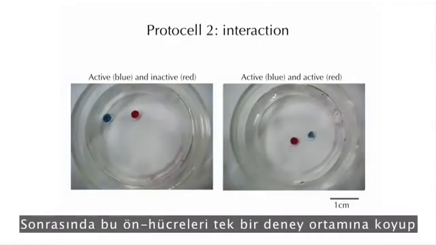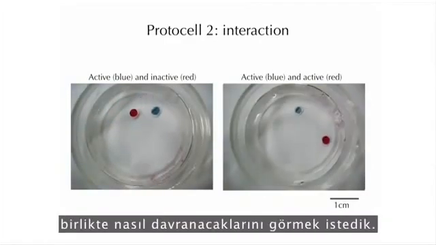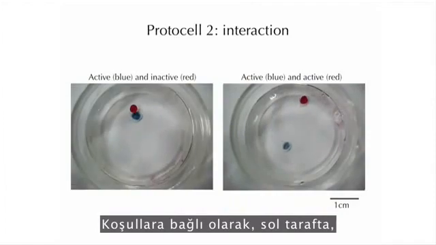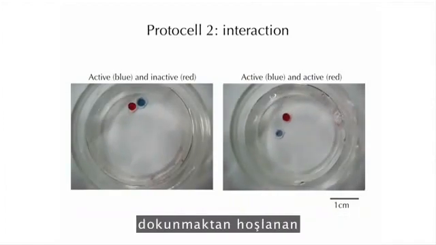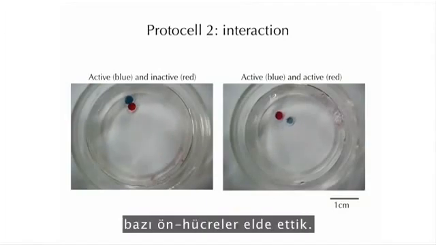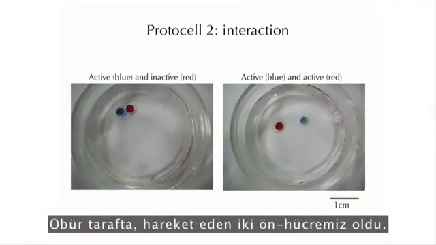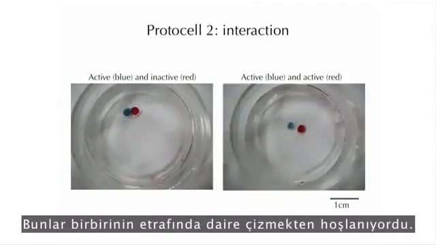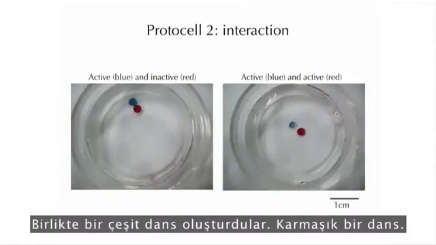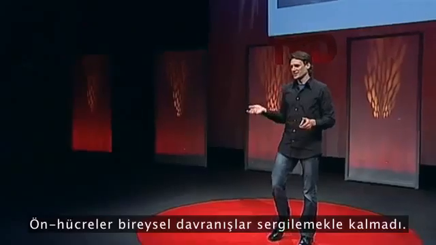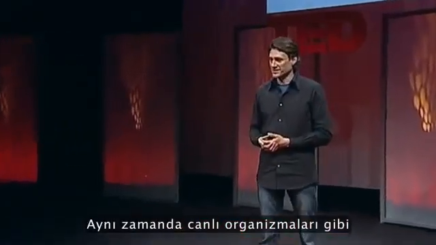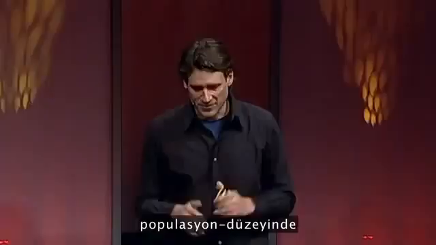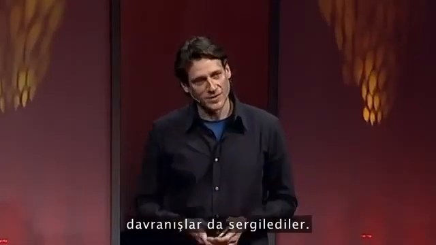So then we put these protocells together in a single experiment to see what they would do. And depending on the conditions, we have some protocells on the left there that are moving around, and they like to touch the other structures in their environment. On the other hand, we have 2 moving protocells that like to circle each other, and they form kind of a dance, a complex dance with each other, right? So not only do individual protocells have behavior, what we interpret as behavior in this system, but we also have basically population-level behavior similar to what organisms have.